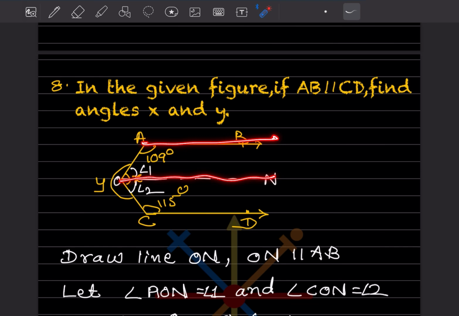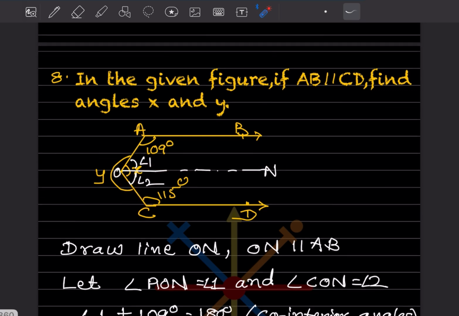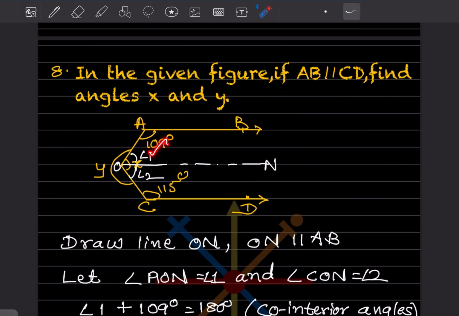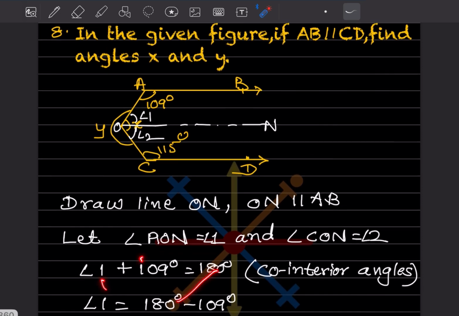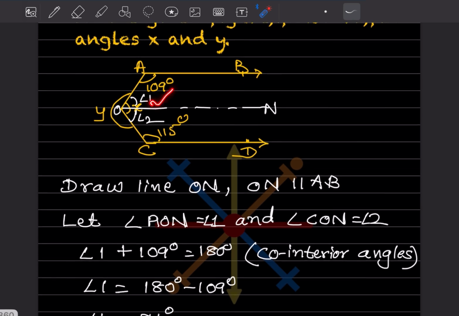Now we can consider angle AON as angle 1, and angle CON as angle 2. Now angle 1 and 109 are co-interior angles. So angle 1 plus 109 is 180. Angle 1 is going to be 180 minus 109, so angle 1 is going to be 71 degrees.